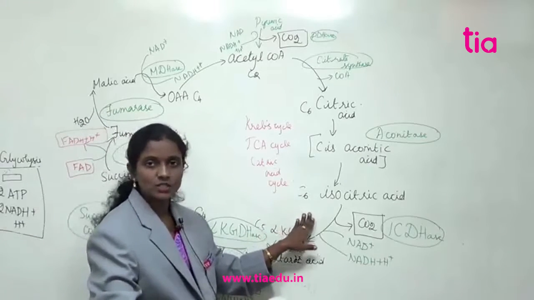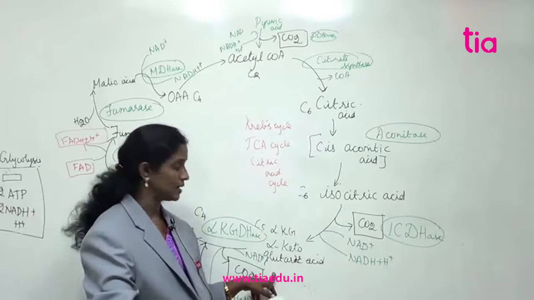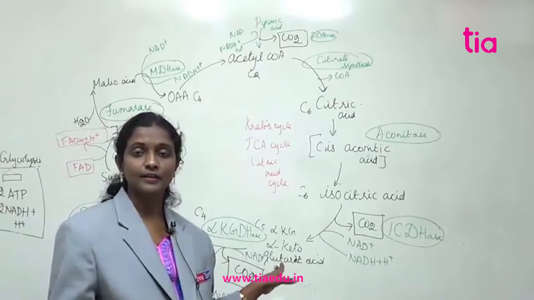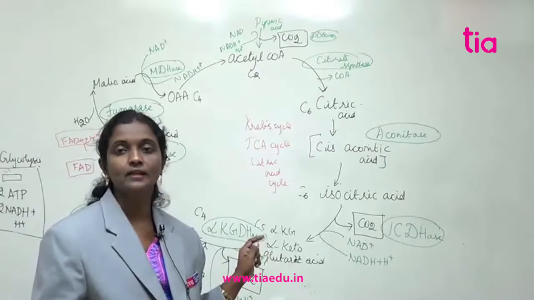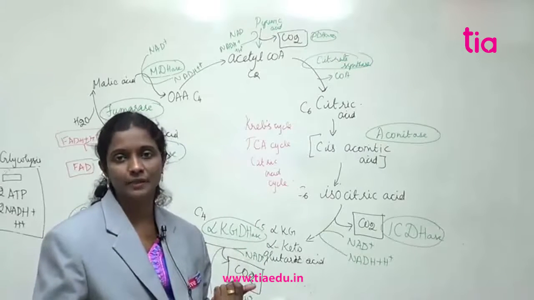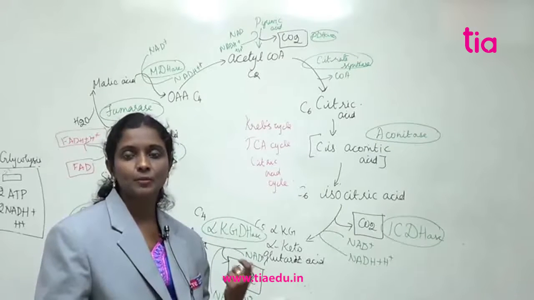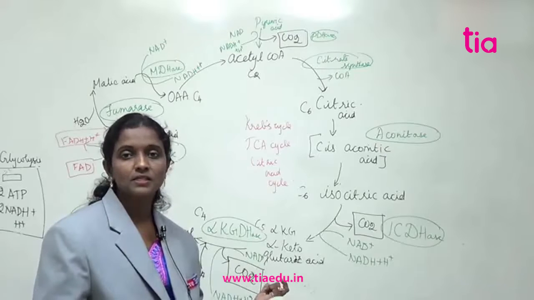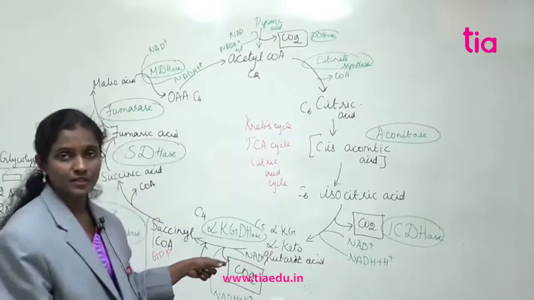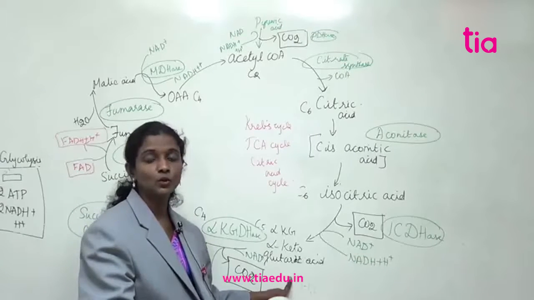Then this isocitric acid will be converted to the C5 carbon alpha Kg. This alpha Kg is very, very vital because from alpha Kg, glutamic acid will be produced in amino acid metabolism. So alpha Kg is an intermediate of many other metabolisms, including amino acid metabolism, where from alpha Kg we can get glutamic acid, an amino acid for protein synthesis. So in the aminotransferase, transaminase reaction, this alpha Kg can be converted to glutamic acid.